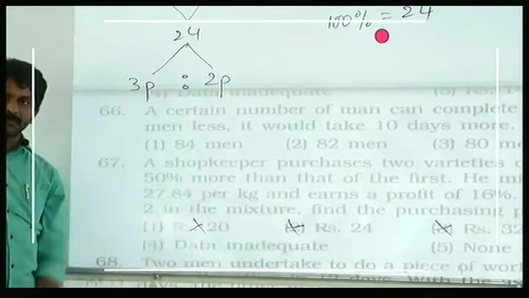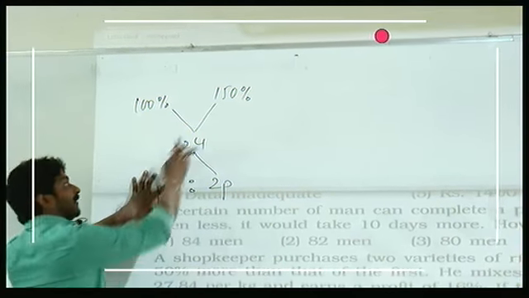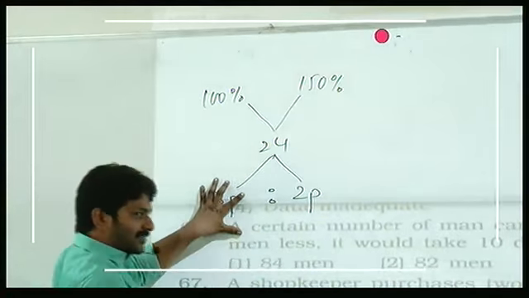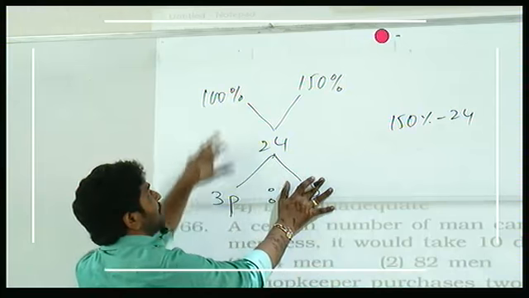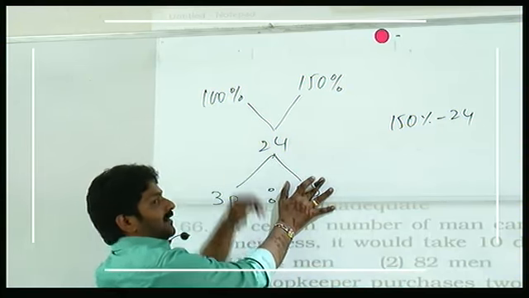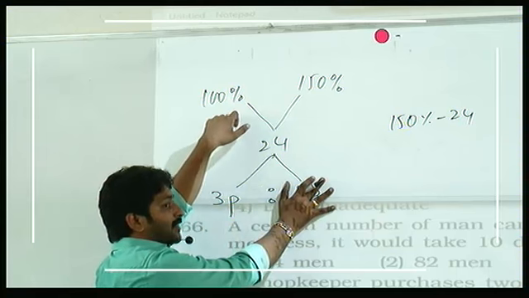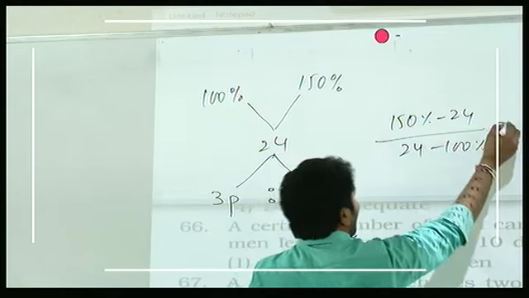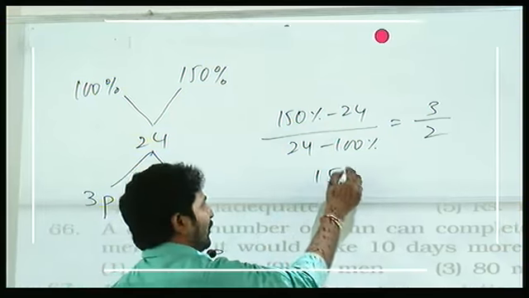If you want to calculate this, let's see. What will come in this place? 150% minus 24. In this place, allegation 150% minus 24, right? So 150% minus 24. And what will come in this place? 24 minus 100%. Yes or no? 24 minus 100%. And they said this is in the respective ratio 3:2. Hence write it as 3/2. Calculate this. Get the 150% value.